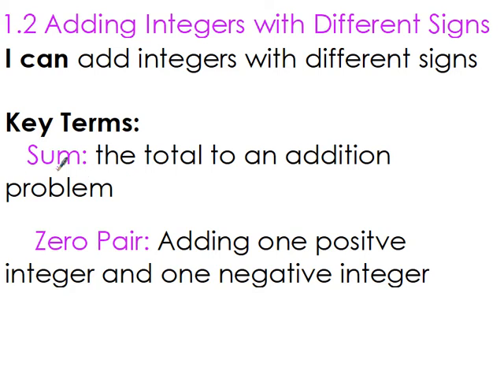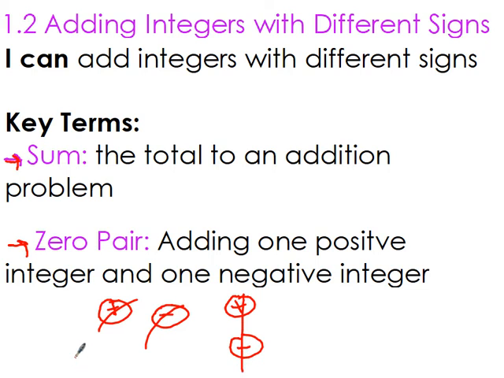So a couple vocabulary terms. We have sum here. We should all know what sum means, but in case we didn't, it's the total of an addition problem or the answer to an addition problem. And we also have zero pair, adding one positive integer and one negative integer. So when I have one positive integer, and I'm going to use a counter right now, or a chip, and I have one negative integer, that creates a zero pair. They cancel each other out. So one positive and one negative makes a zero pair and cancels each other out.